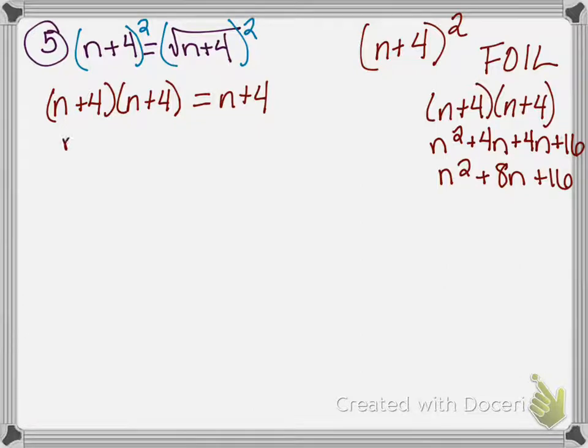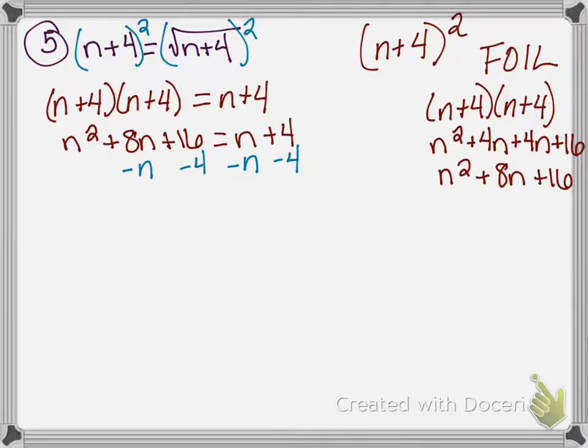So I have n squared plus 8n plus 16 equals n plus 4. Now I am going to subtract n from both sides. What else do I have to subtract for both sides? Good. So I'm going to subtract 4 from both sides. And I'm left with n squared minus 7n plus 12.